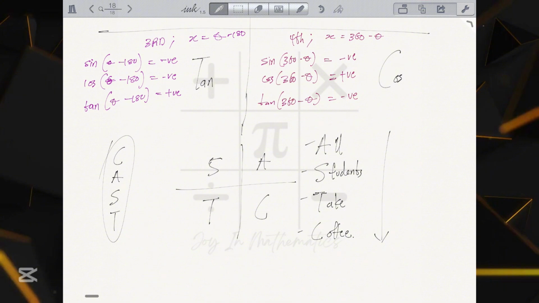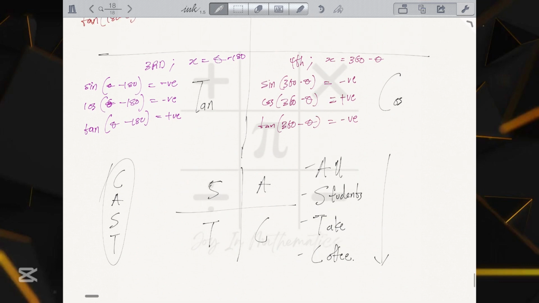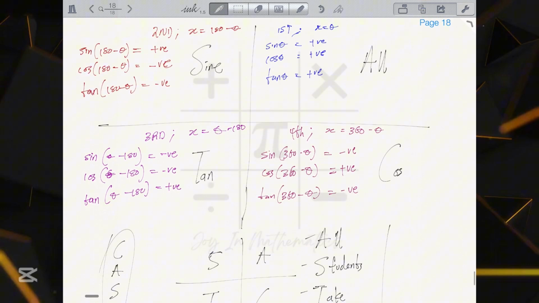Now we have established a fact that all trigonometric ratios are positive in the first quadrant, only sine is positive in the second, only tangent is positive in the third, and only cosine is positive in the fourth quadrant. Now let's see how that applies when we take numerical examples.